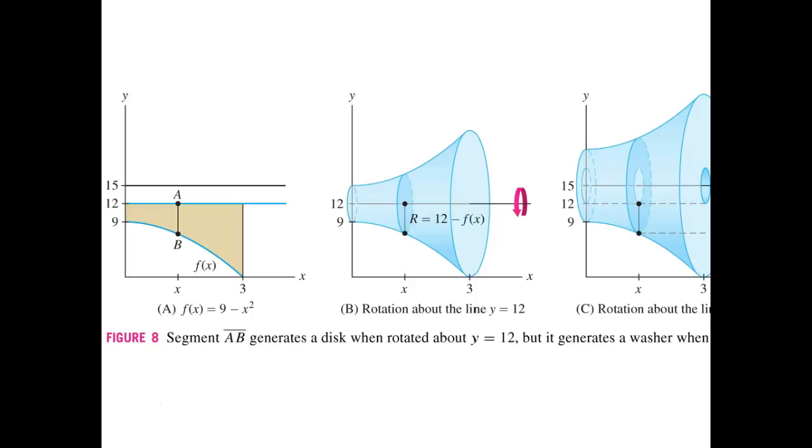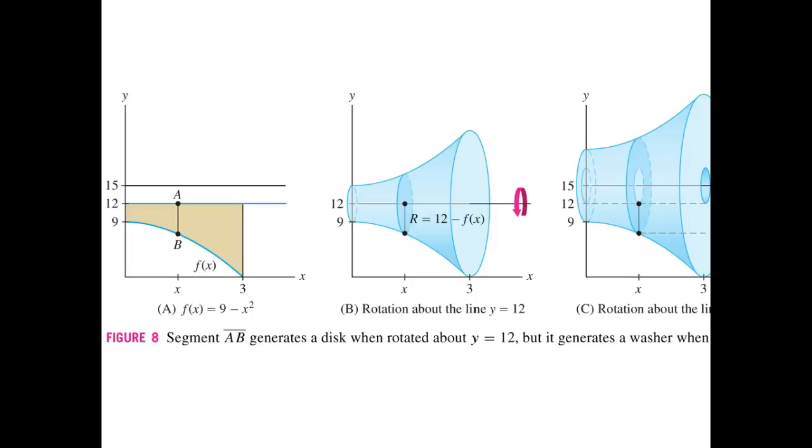Then you're going to have the outer radius, which is now b. Outer radius is, you've got to say a minus b. A is 12, minus b is 9 minus x squared. So 12 minus 9 would be 3, minus minus x squared is 3 plus x squared. So that's what you're rotating. That's your outer radius, okay?